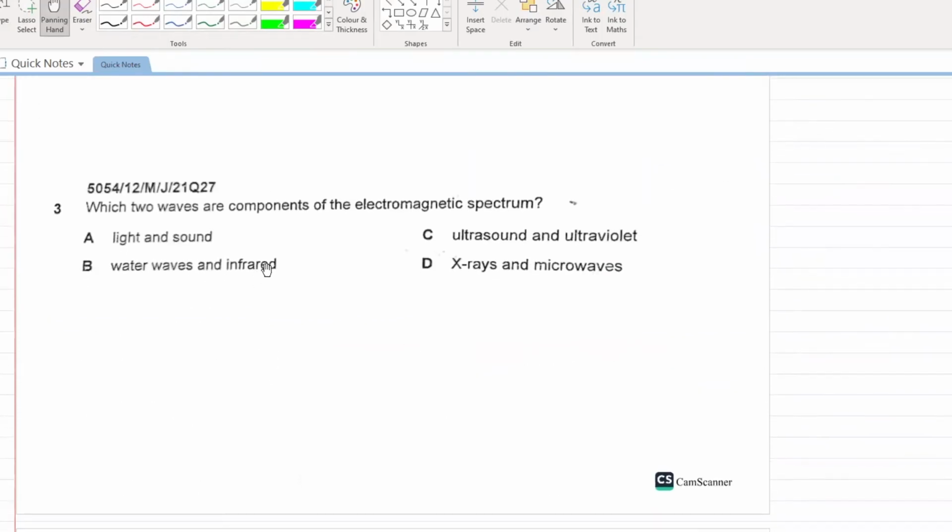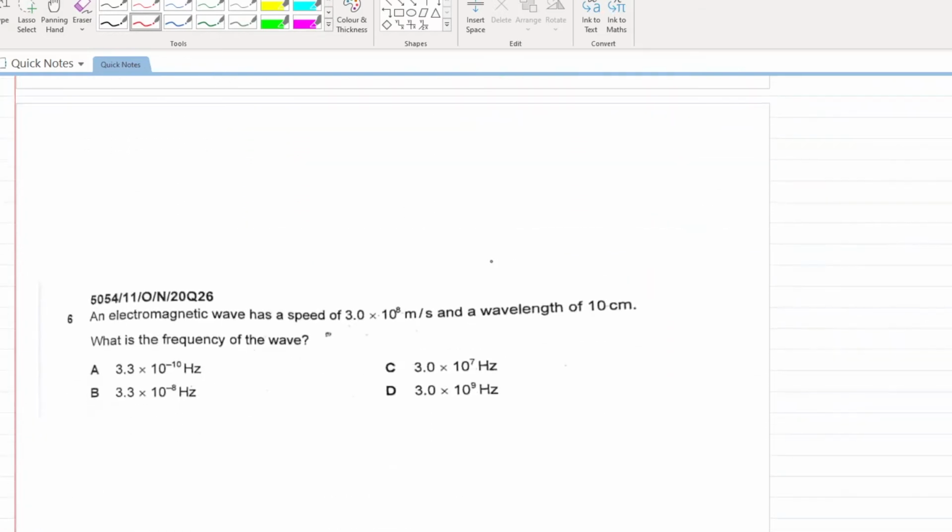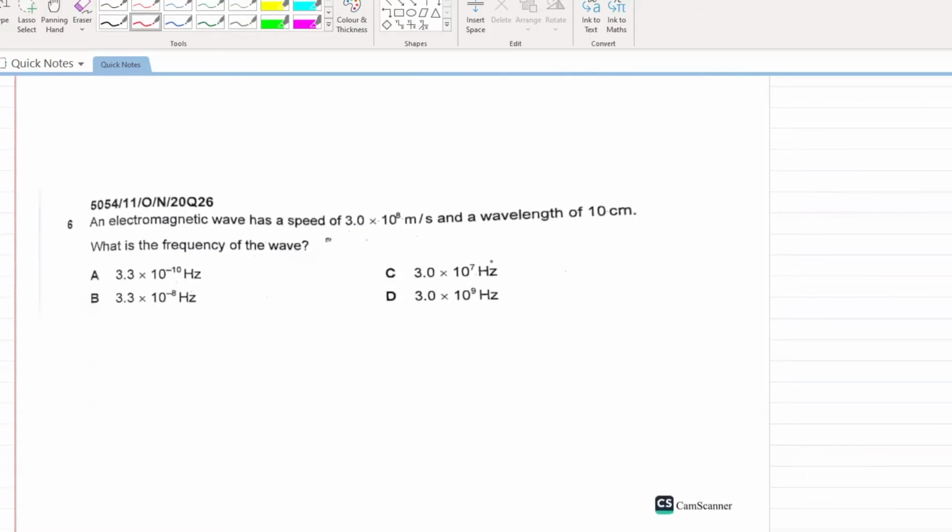Let's further move ahead. Which two waves are components of the electromagnetic spectrum? No, not light and sound. No, water and infrared. Ultrasound and ultraviolet. No, ultraviolet is a component, but ultrasound isn't a component. D is the correct answer. So for this, it is important that you remember the electromagnetic spectrum.